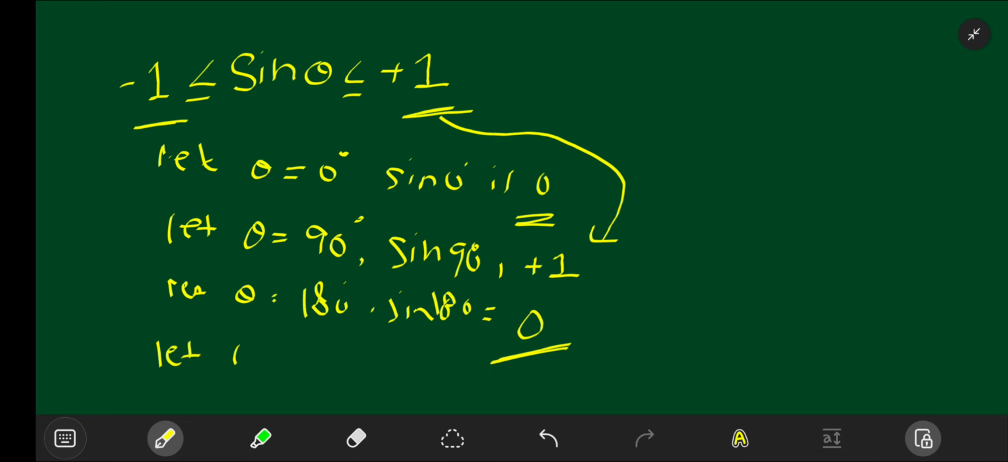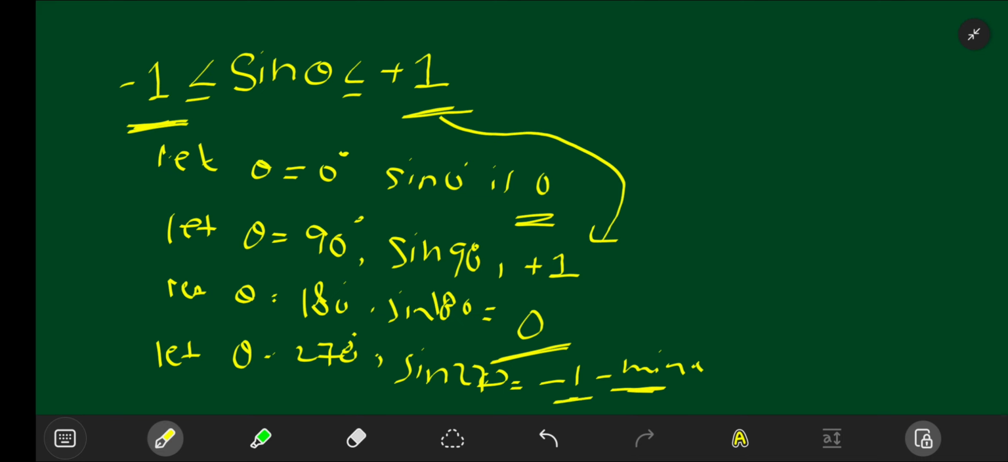Let theta equal 270 degrees. What is sin 270 degrees? It is equal to minus 1. So it is the minimum value of sin theta. Minus 1 is the minimum value of sin theta. So this statement is also correct. Next, let theta equal 360 degrees.